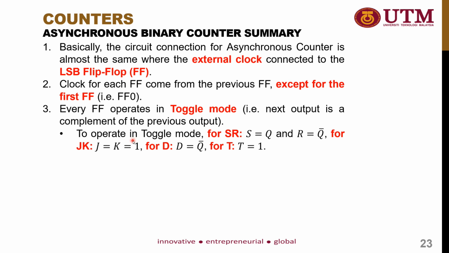So if you want to operate in toggle mode for an SR flip-flop, you need to set S to Q and R to Q bar. For a JK flip-flop, you must set both J and K inputs to 1. For a D flip-flop, you must set the D input to Q bar. And for a T flip-flop, you must set T to the value of 1. Therefore, all these types of flip-flop can be used to generate a counter if you set these particular values as the input of each and every flip-flop.